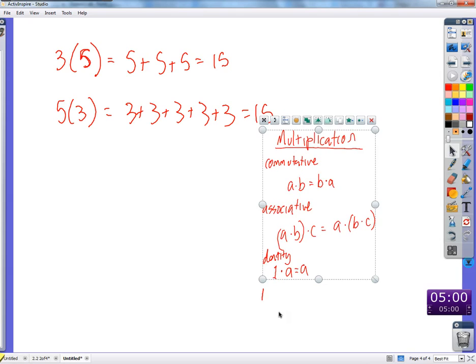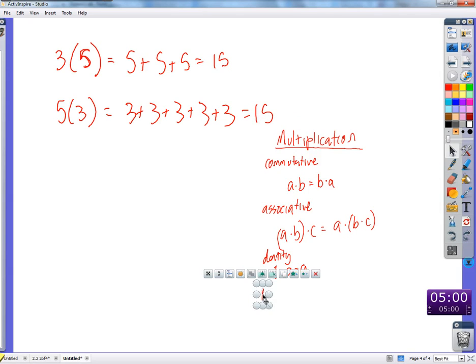Shrink this a little bit. And then there's the multiplicative inverse. I can multiply a by 1 over a. What do I get when I multiply a by 1 over a? A times 1 over a, you could write this as a over 1. A over 1 times 1 over a would be a over a. What's a over a? It's 1.